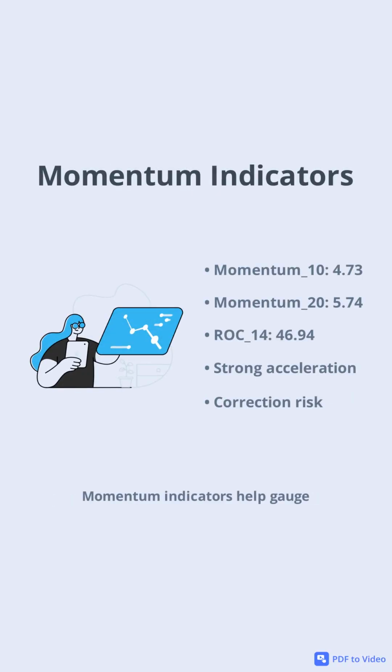Momentum indicators help gauge the speed of price changes. DJT's Momentum 10 is at 4.73 and Momentum 20 is at 5.74, both showing strong upward movement. The rate of change ROC 14 is 46.94, indicating a significant price acceleration over the last 14 days. These readings suggest that DJT is experiencing a powerful upward push, but such rapid moves can sometimes be followed by corrections as traders lock in profits.